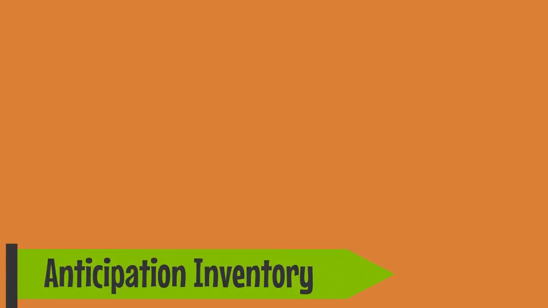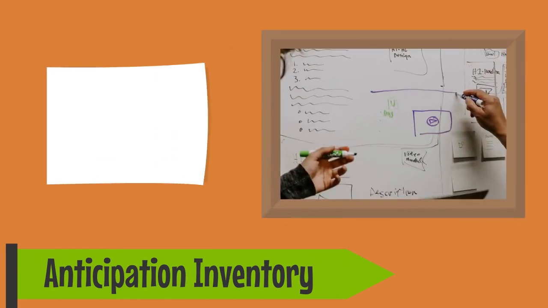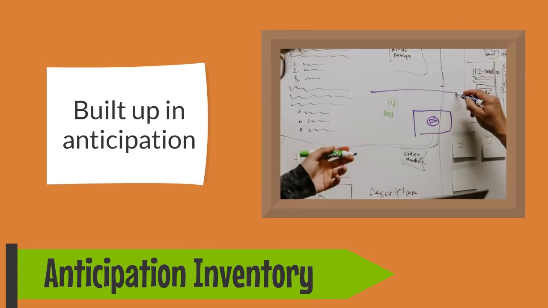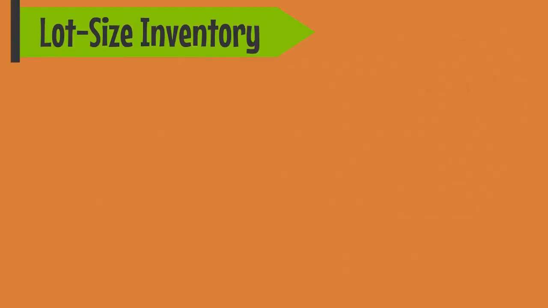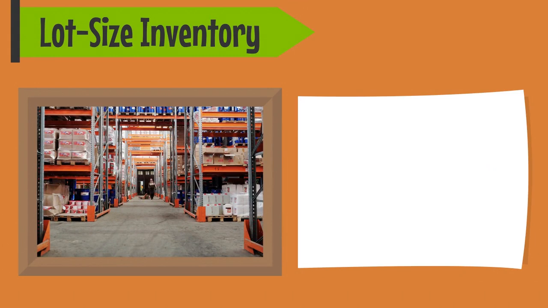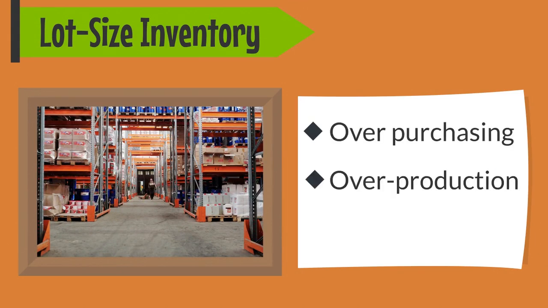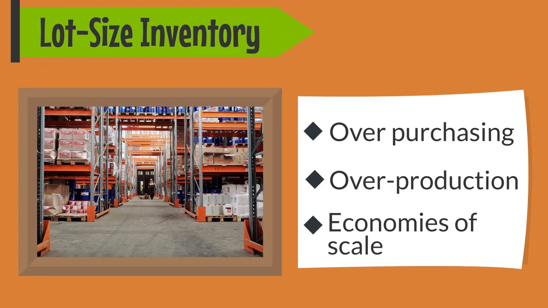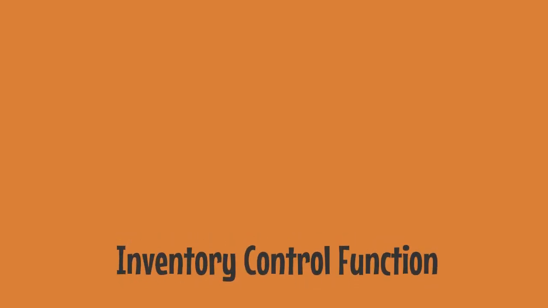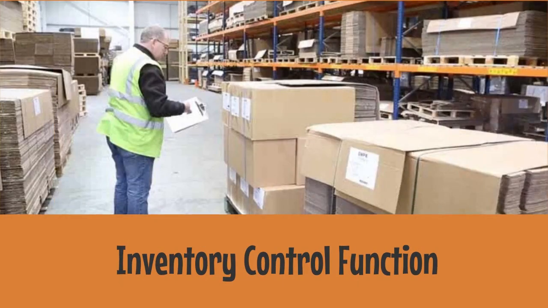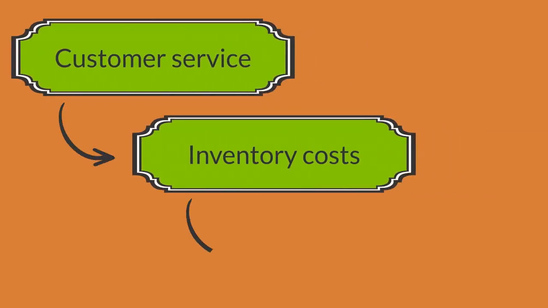Anticipation inventory is inventory built up in anticipation of future estimated demand, price increases, promotional campaigns, seasonal fluctuations, labor strikes, or plant shutdowns. And lot size inventory is inventory accumulated because of overpurchasing and overproduction to take advantage of economies of scale. The inventory control function's role in supporting business activities is to optimize three objectives: customer service, inventory costs, and operating costs.